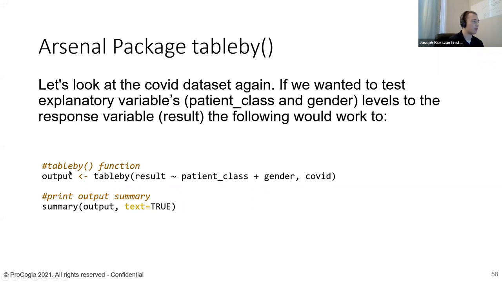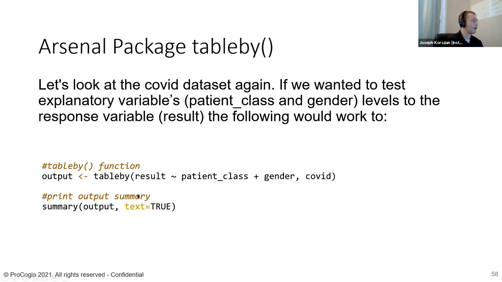What you're looking at with this tableby function is that we define the output, we have tableby, and we have the result that we're interested in, which is the response variable here. And then this little tilde generally signals that I'm building a model in R. To throw everything at it, we would just remove patient class and gender and put a period, and that would throw in all of the variables in the data set. But for this example, we're just looking at categorical variable comparison relative to the distribution of each categorical variable. So we're looking at result, and comparing the patient class and gender values within the COVID data set.